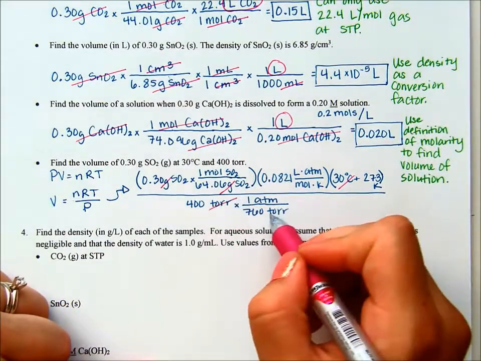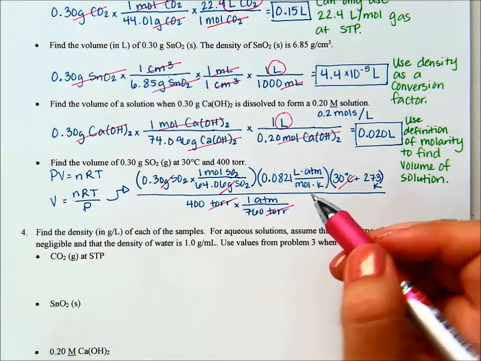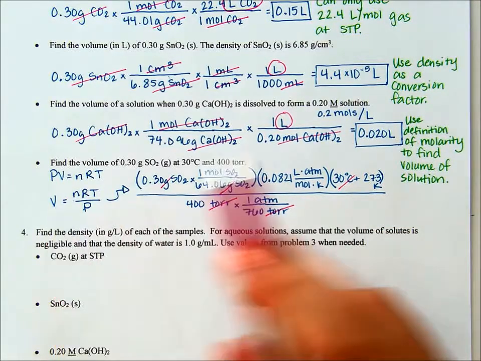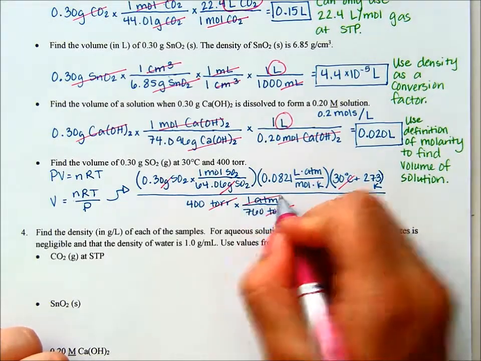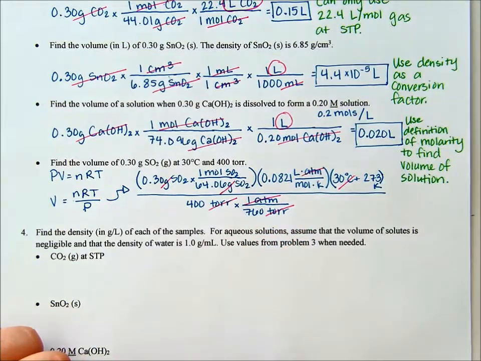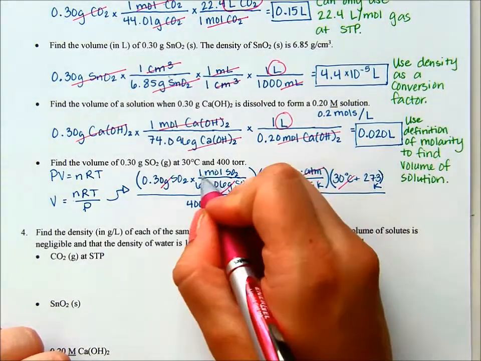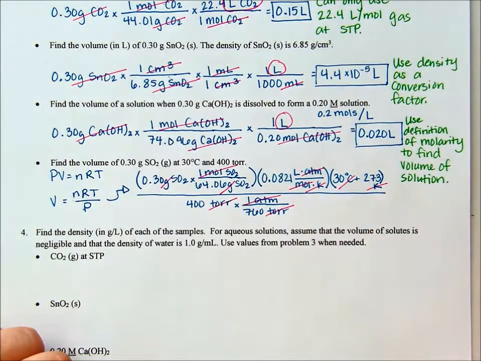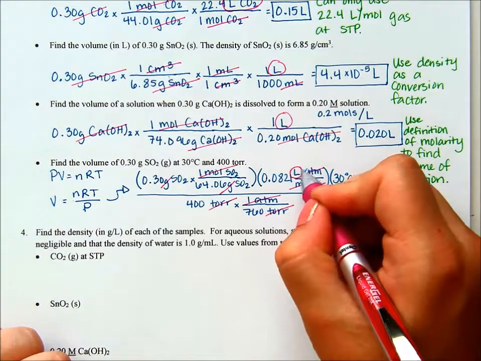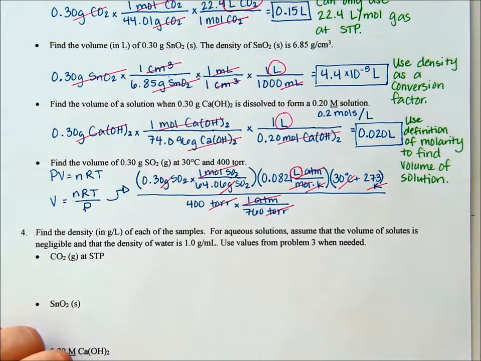And your torr cancels here. Your other units, because you want to end up in only volume, are going to cancel out thanks to your ideal gas constant. So atmospheres cancel atmospheres. Moles cancel moles. Kelvins cancel kelvins. You're left with liters, which is what you're going to want in the end.